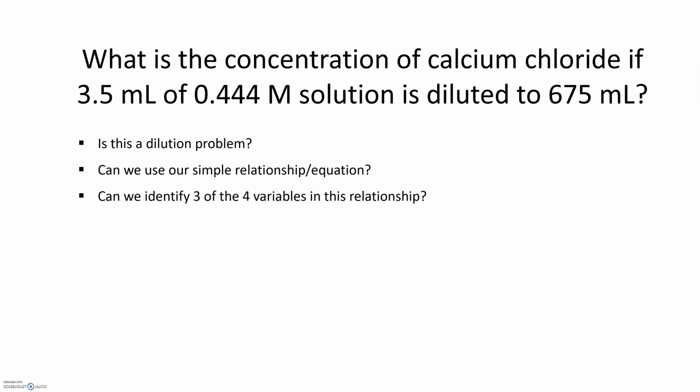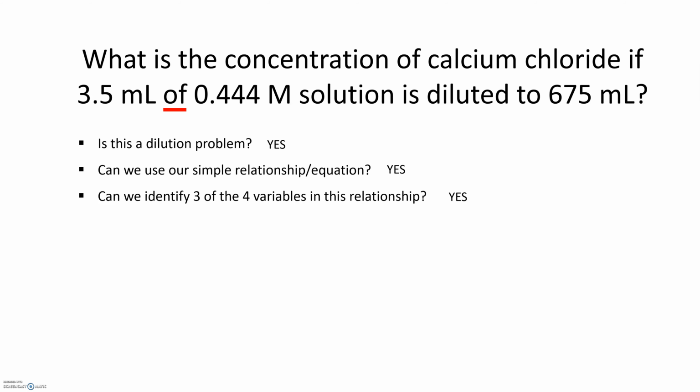So I'll ask myself, is this a dilution problem? Well, the word diluted is in the problem and that kind of gives it away. So yes, it is a dilution problem, so yes, we can use our nice simple relationship that we just saw in the previous slides. Can you identify 3 of the 4 variables in that relationship? Remember, there were 4 things in there. If we know 3 of them, we can find the missing 4th one. So the answer to that is yes.